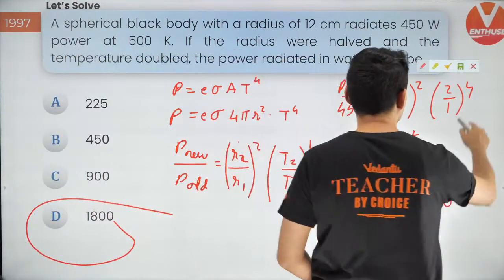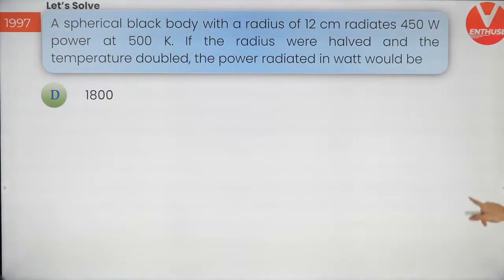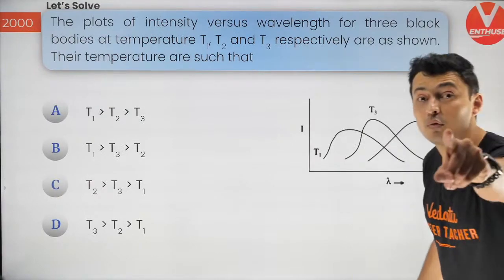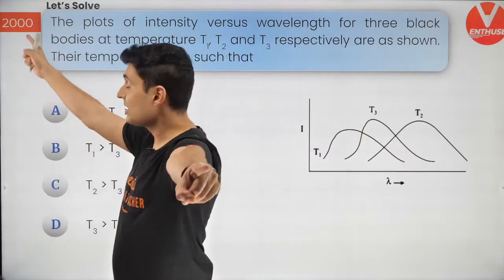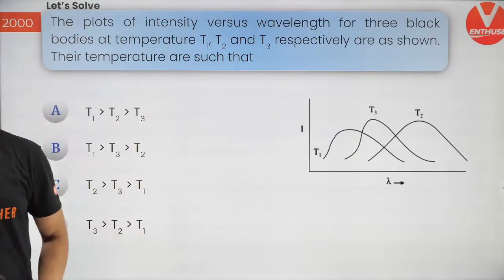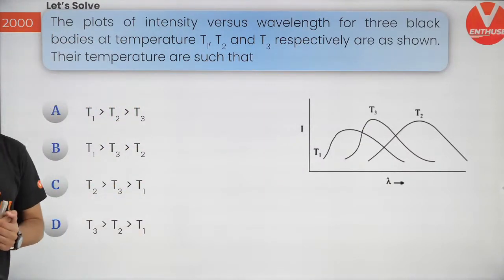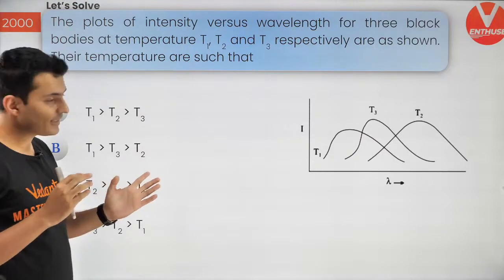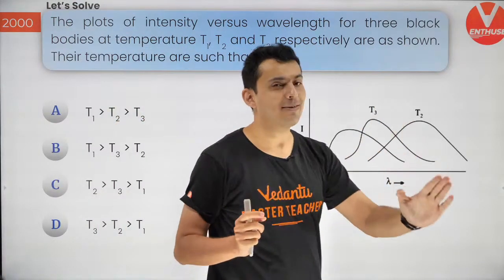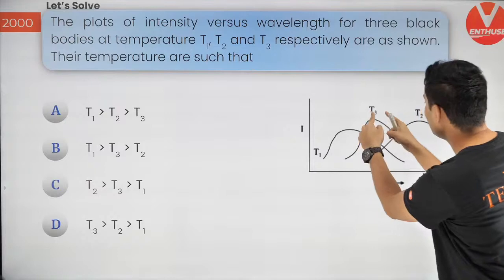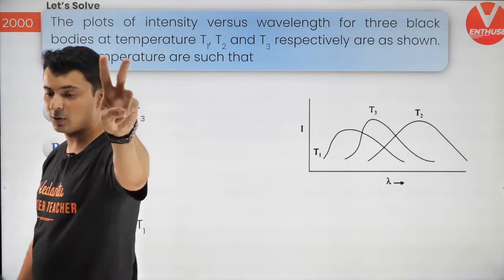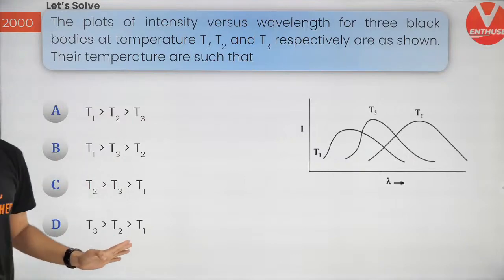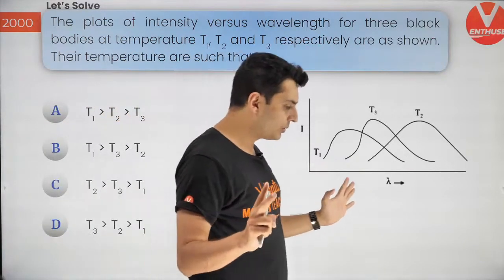Let's go ahead. Here it comes. Wien's displacement law based question. Let's see how many of you get this. Direct question was asked in 2000. Come on, let's see how many of you can do this. Three graphs are given: T1, T3, T2. Which of the following options is correct? This is a 20 second question. No problem, Yalini. It happens.